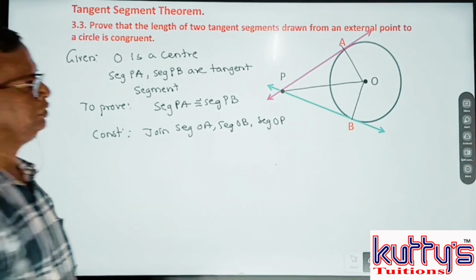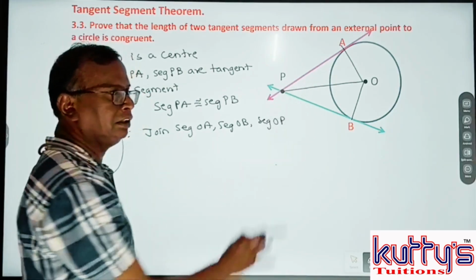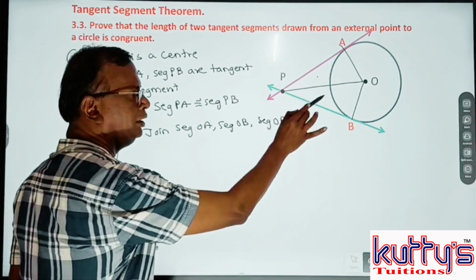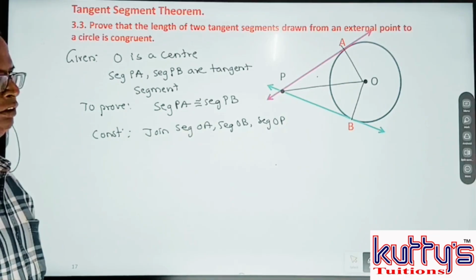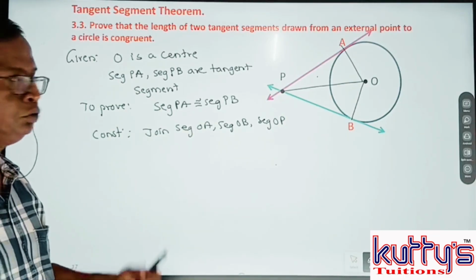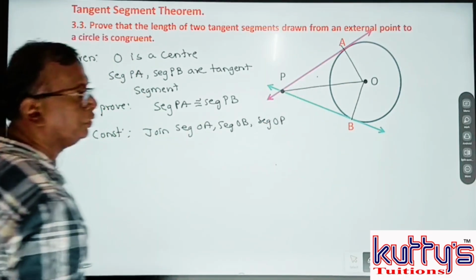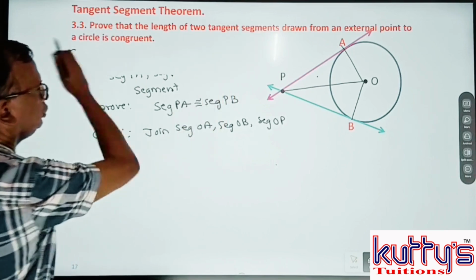If you join it, what happens? We can see two triangles are there. We have to prove this triangle and this triangle are congruent to each other. Very simple. We did this in 9th also. So we have to prove these two triangles are congruent to each other. Okay. Now see how.